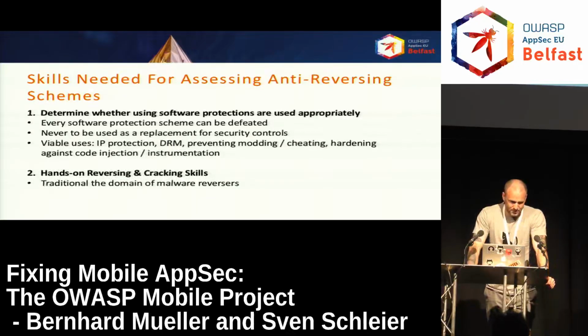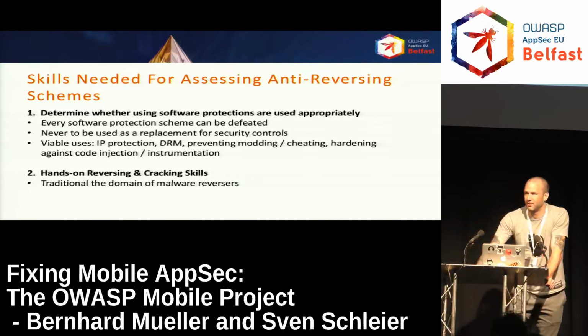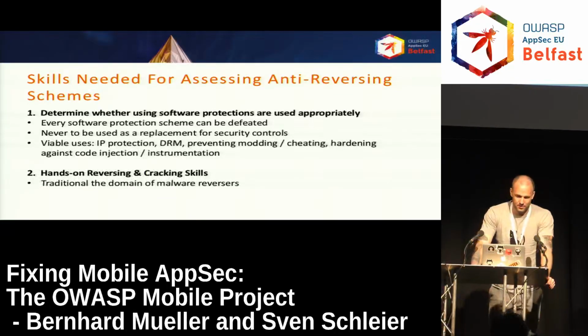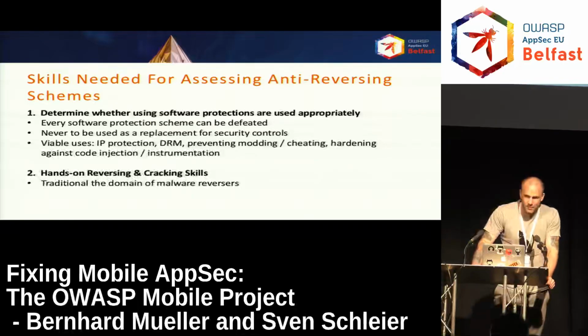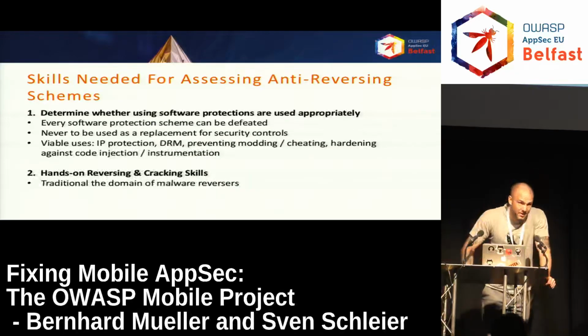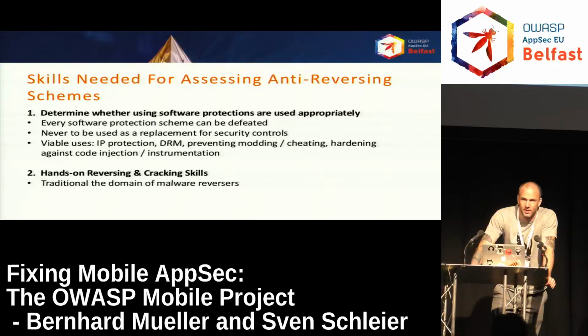So the first useful skill to have is to be able to determine whether the obfuscation and software protection used is actually used in the right way. And you always have to be aware that every software protection scheme can be reversed and can be broken eventually. It's just a matter of the effort you put into it. So we all know that. So you should never use it as a replacement for proper security. You still need to do all of the MASVS Level 1 and have all the security controls in place. And then you can think about using obfuscation and anti-tampering for certain tasks.